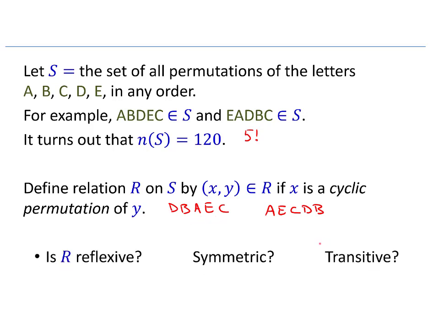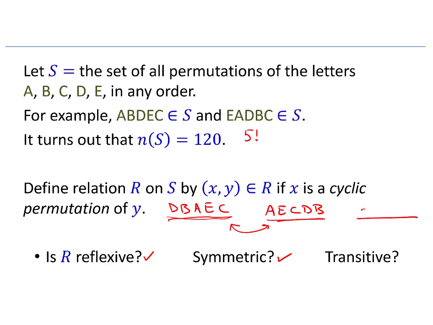This relation, is it reflexive, symmetric, transitive? How about reflexive? Is a permutation a cyclic permutation of itself? Yeah, sure, you could say it is. I can imagine rotating that around 5 times, I'd come back to itself. Is it symmetric? Well, looking at these 2 examples above here, if the second is a cyclic permutation of the first, then I can keep cycling around and get back to the first again. So yeah, it's symmetric. And is it transitive?